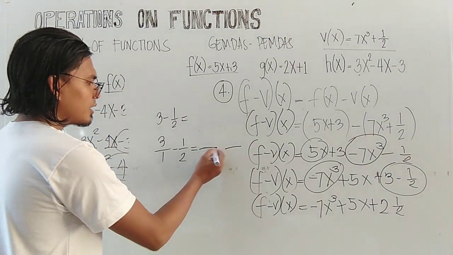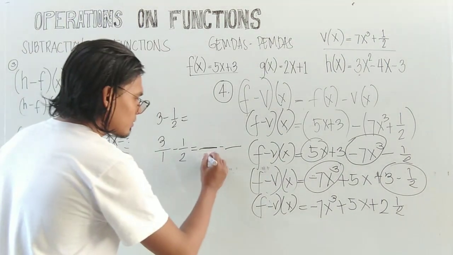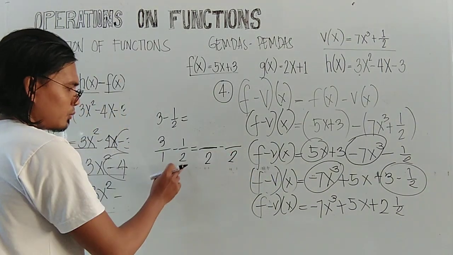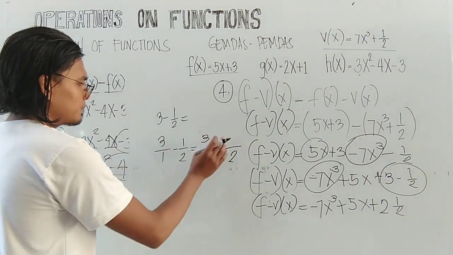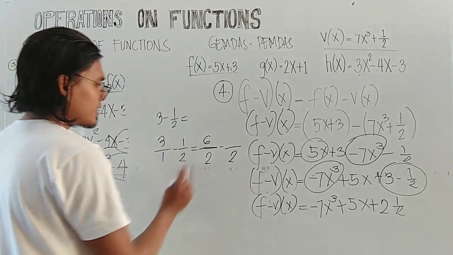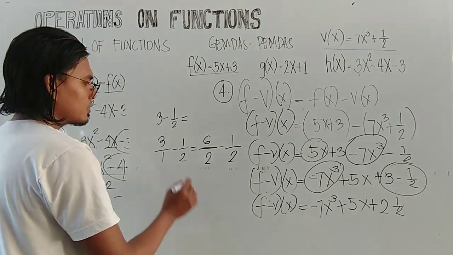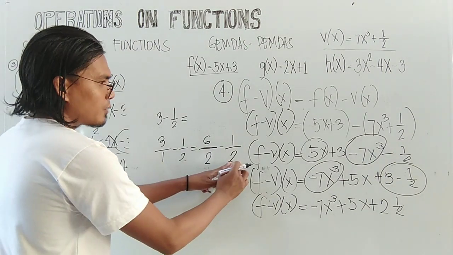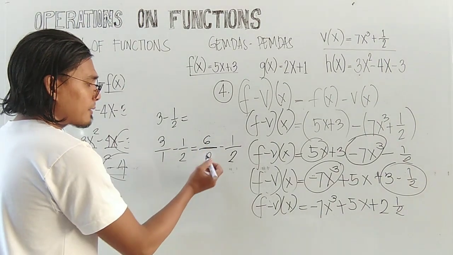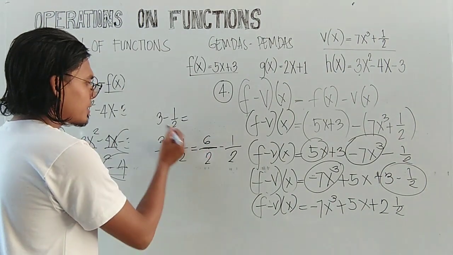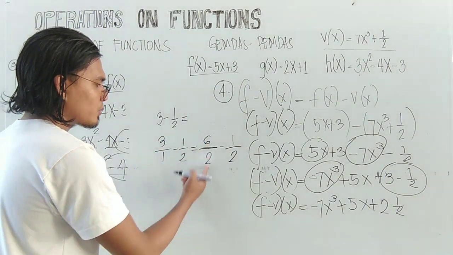That is why we use the LCD. The LCD between 1 and 2 is 2. So we multiply 2 by 3. Sorry, 2 times 3 is 6. Then copy 1 half. Since the denominator is already 2, that is what you multiply. Or if you want to go back, 6 divided by 2 is 3. So our value is 3, but the form is 6 over 2.